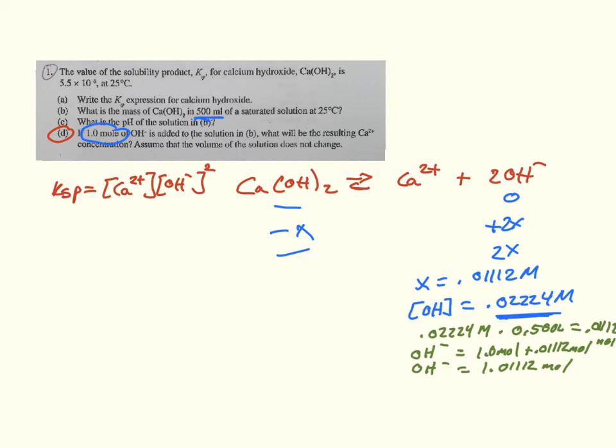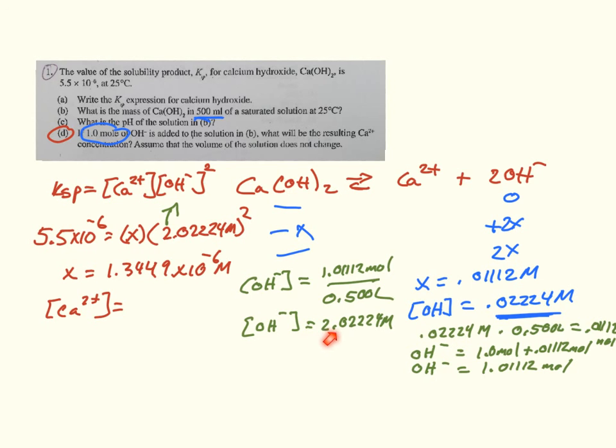So my new concentration of hydroxide is going to be 1.01112 moles divided by my 0.5 liters, because the volume didn't change. They said it didn't. So I divided my mole amount by my liters and got my concentration of hydroxide, plugged it in right there, remembering to square it, and solved for my concentration of calcium, which is the value that I got.